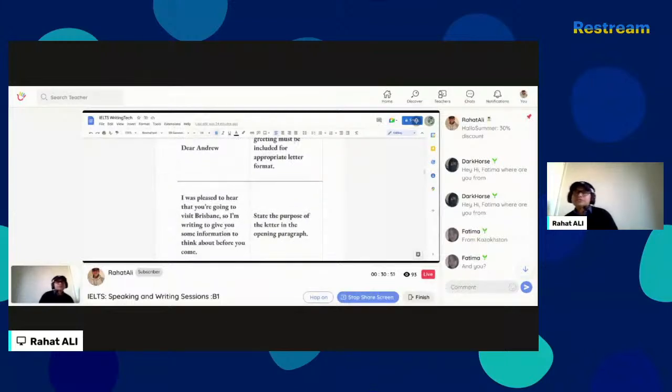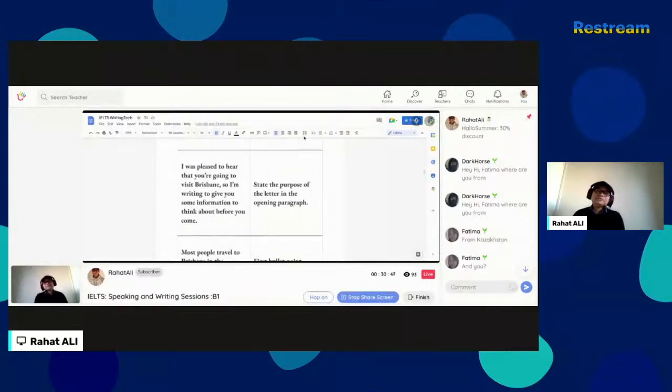So you start like this. I was pleased to hear that you're going to visit Brisbane. So I'm writing to give you some information to think about before you come. You see, it starts with past tense, that this matter happened in the past. Yes, and you just sent a letter or email earlier regarding the visit to your country.